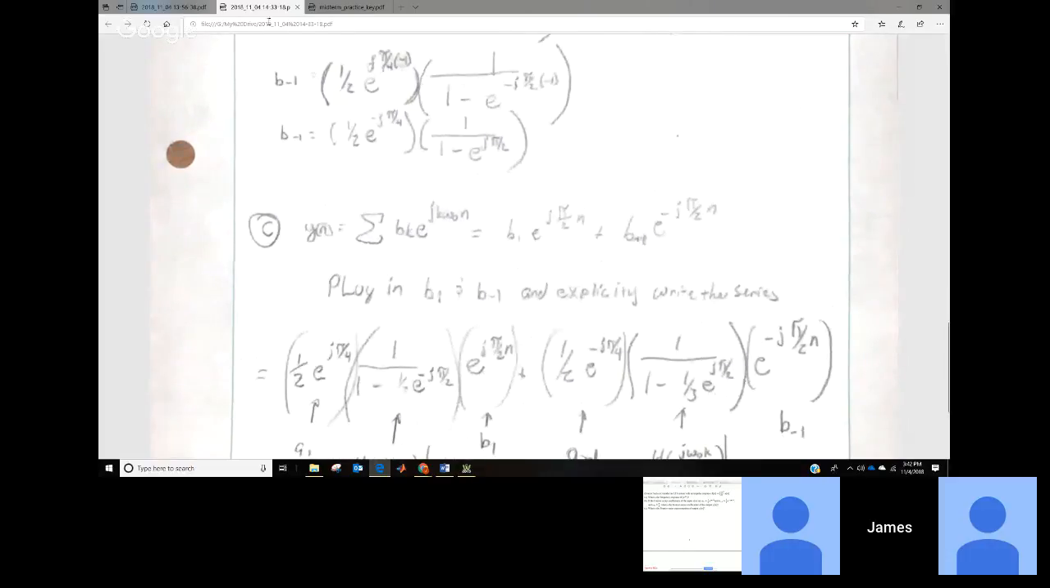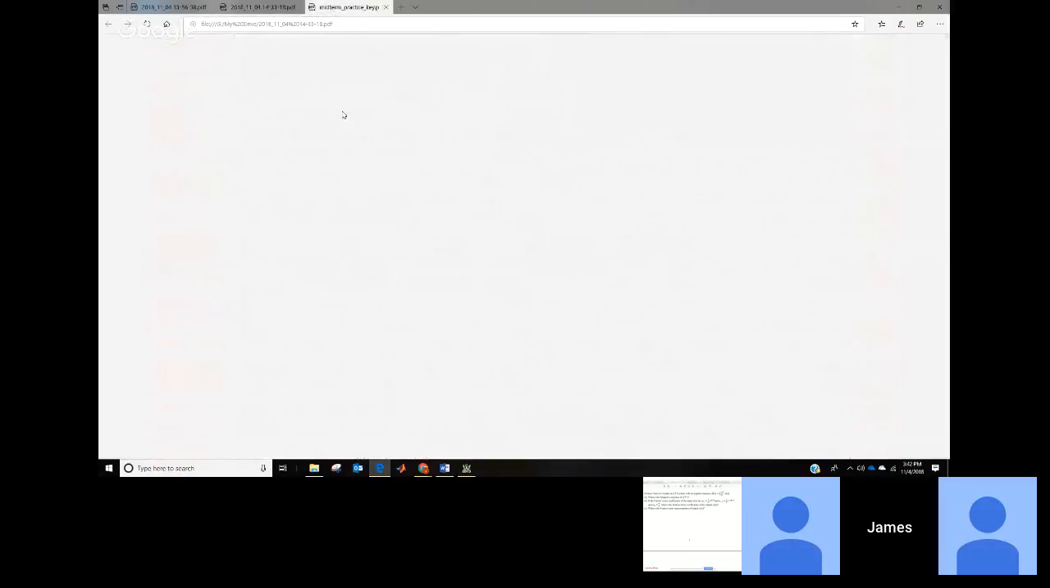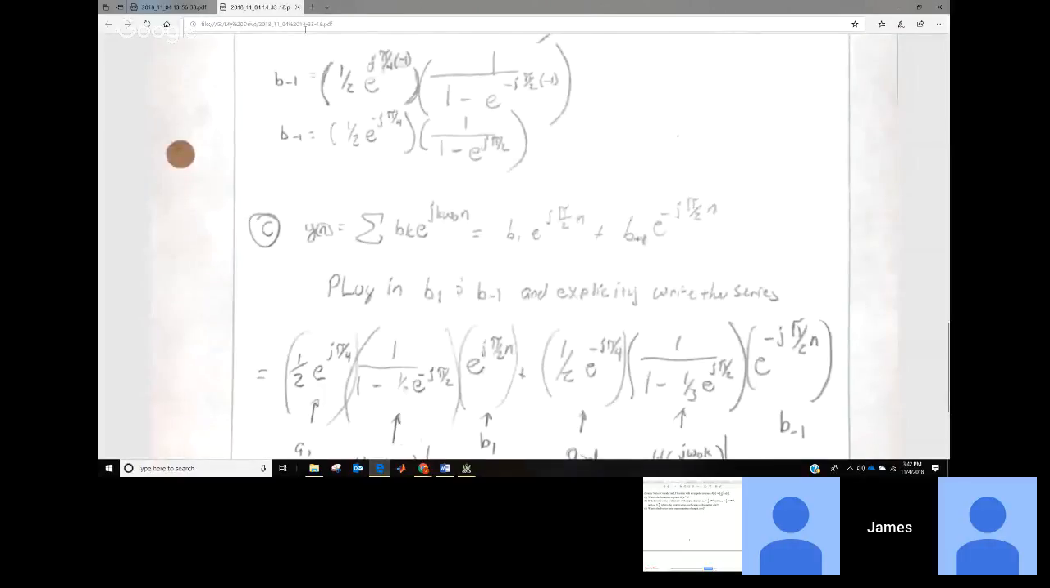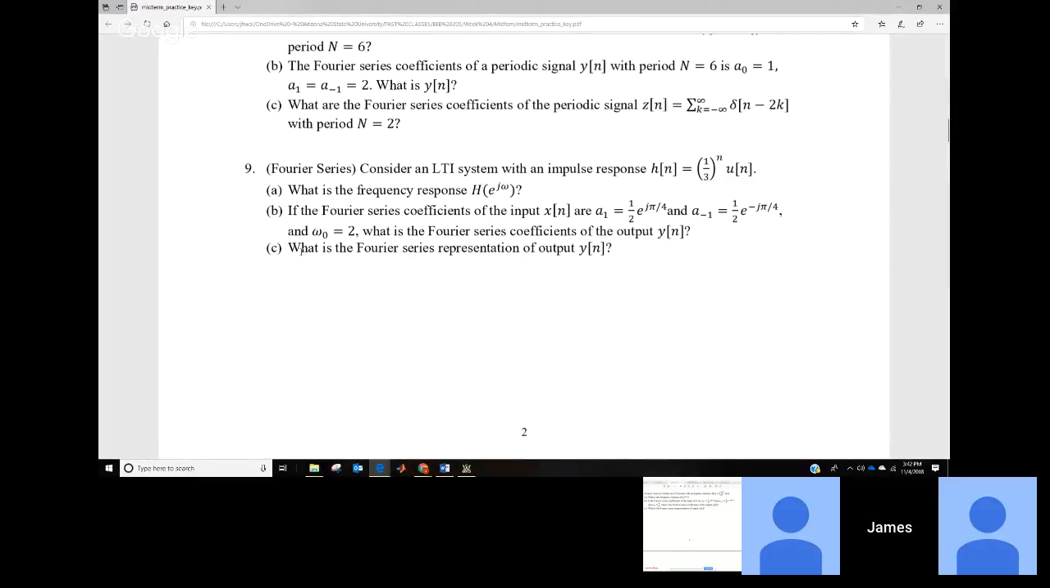For part C, we're asked to calculate the Fourier series representation of y of n. So this is if we were to have the initial x of n and the initial h of n, do the convolution and get y of n, and then take the Fourier series of that y of n, is what this would be.